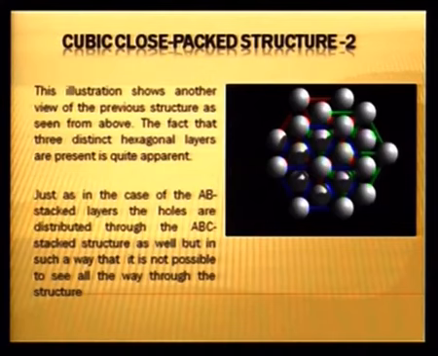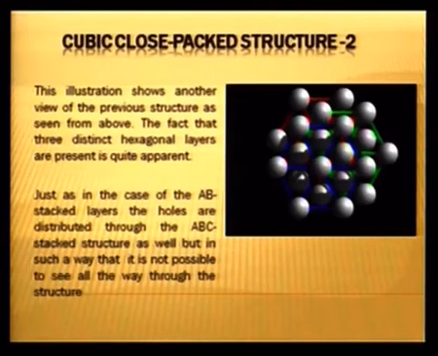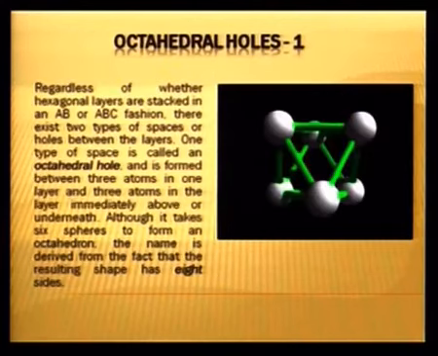Now, if we see the same arrangement from the top, we can see 3 different arrangements. One has been shown by red color hexagons, second by green color and third by blue. So, blue, green and red, they show 3 different arrangements of layers, which on repeating produce this cubic close structure. Now, when these layers stack one above the other, the voids are generated, holes are generated.